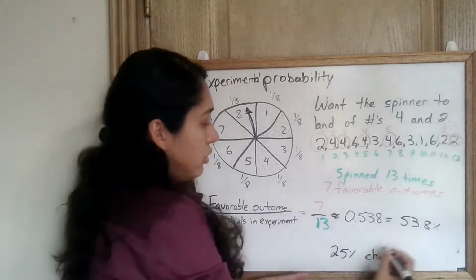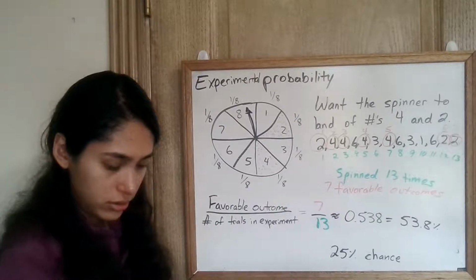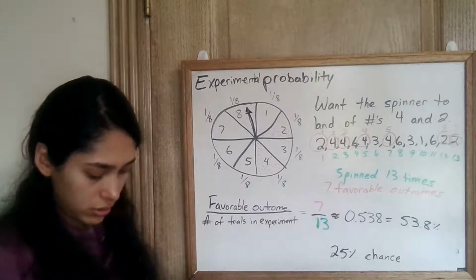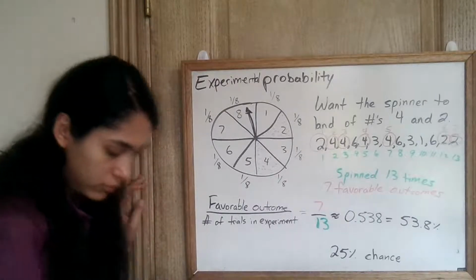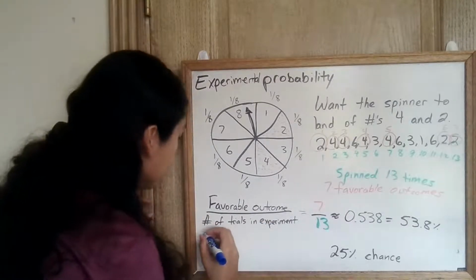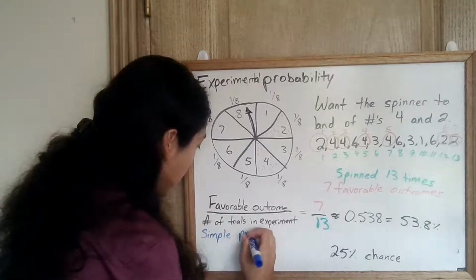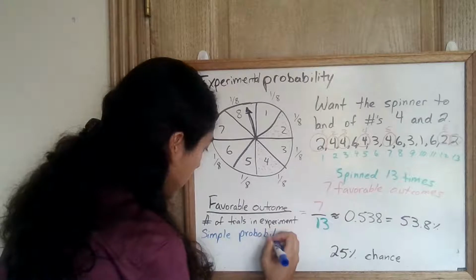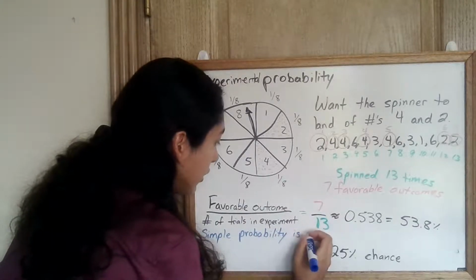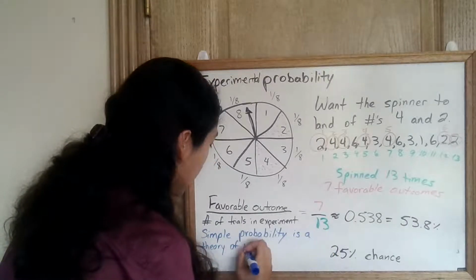So let me write that in a different color. Simple probability is a theory of what might happen.